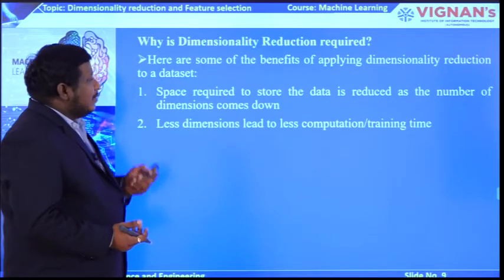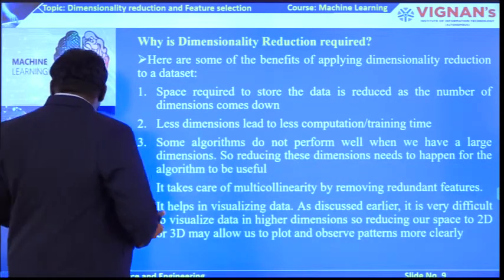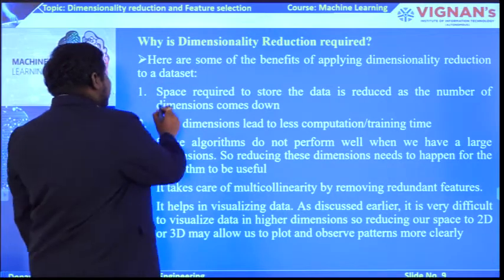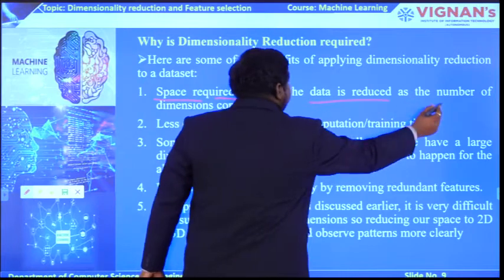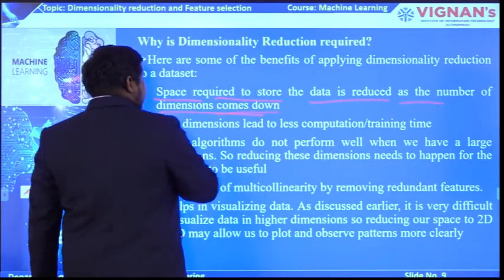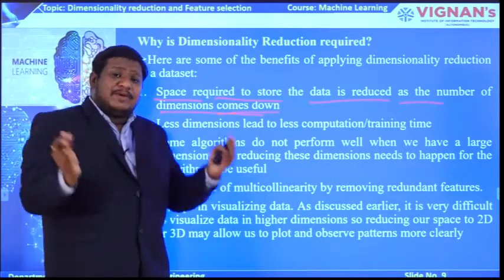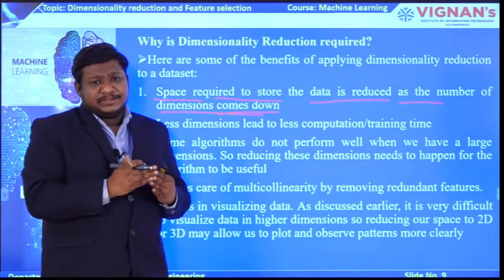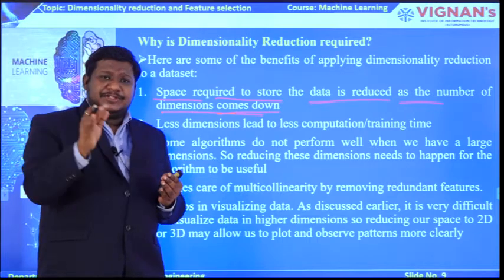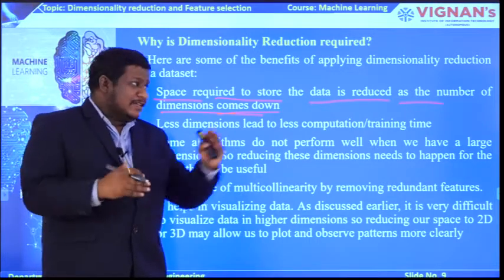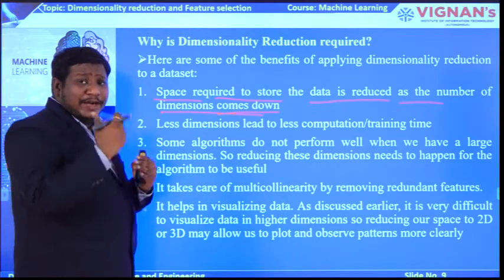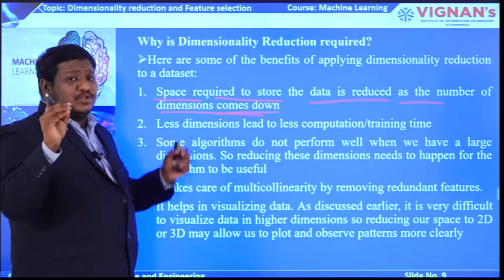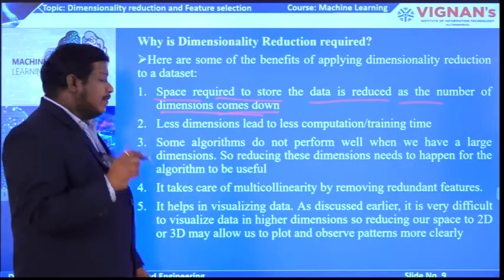See, why is dimensionality reduction required? As we have seen so many problems, these are also some of the reasons why we need to go for this. The space required to store the data is reduced as the number of dimensions comes down. Suppose you have 1000 dimensions and now I am making it 100 dimensions, so 900 dimensions I am reducing. How you are reducing, that is the next thing we will discuss. But somehow we are reducing the number of dimensions in the data set. With that, the space used to store such data is going to be reduced. That is one of the advantages.